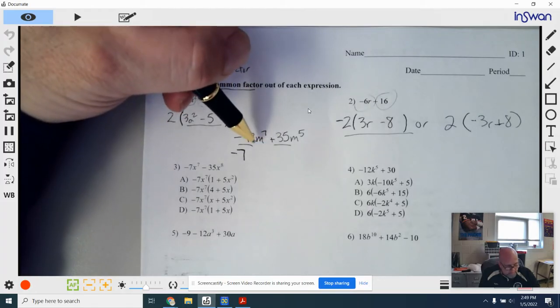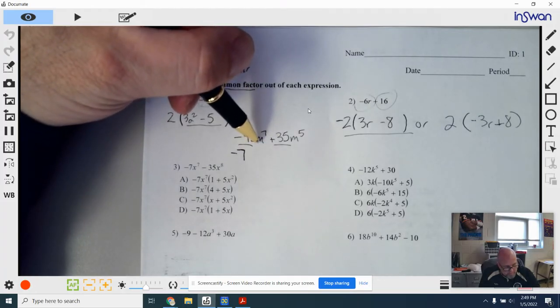But then you also have to look at the variables, and you see you have 7 m's, m to the 7th power.